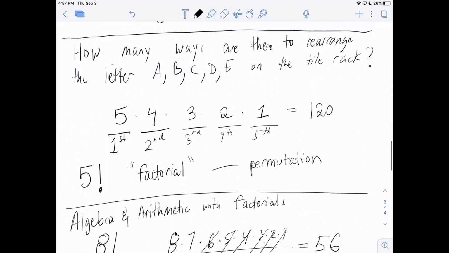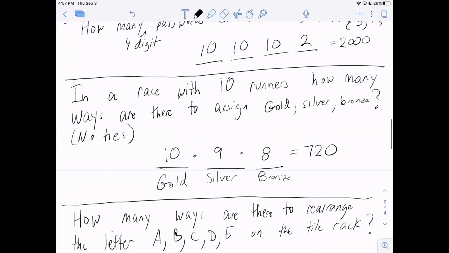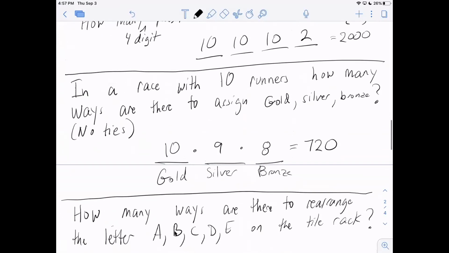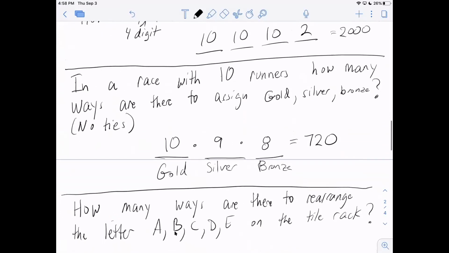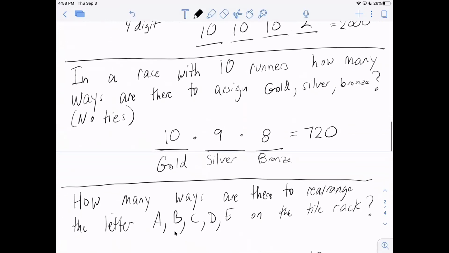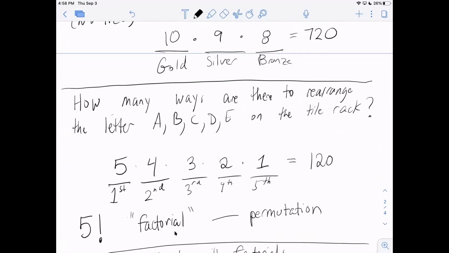Very good. So we did the fundamental counting principle. We talked about how to count things when you want to rearrange them. For the one with the race, we talked about how to place things in gold, silver, bronze. And here we're talking about how many ways there are to rearrange somebody on the teller.